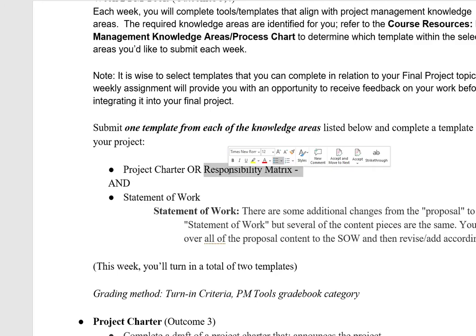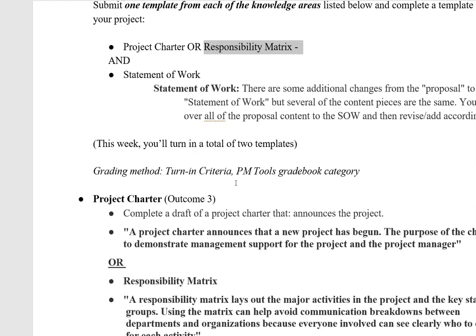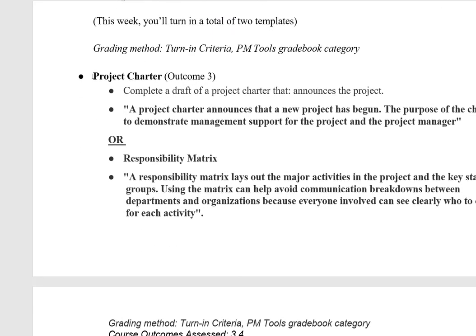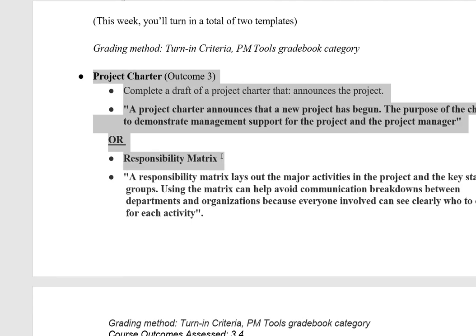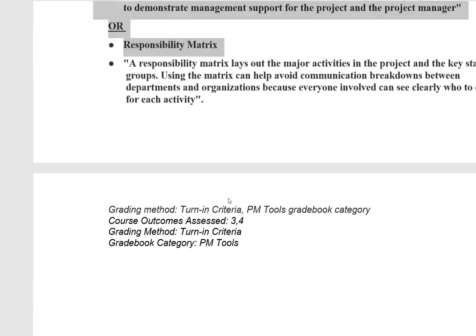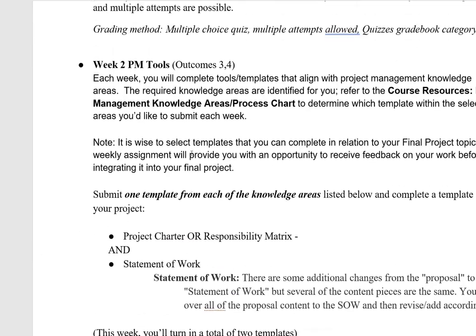And that's defining what our roles and our responsibilities are. So we put a little more definition down here. You can pick the project charter or the responsibility matrix, and then you'll do the statement of work.